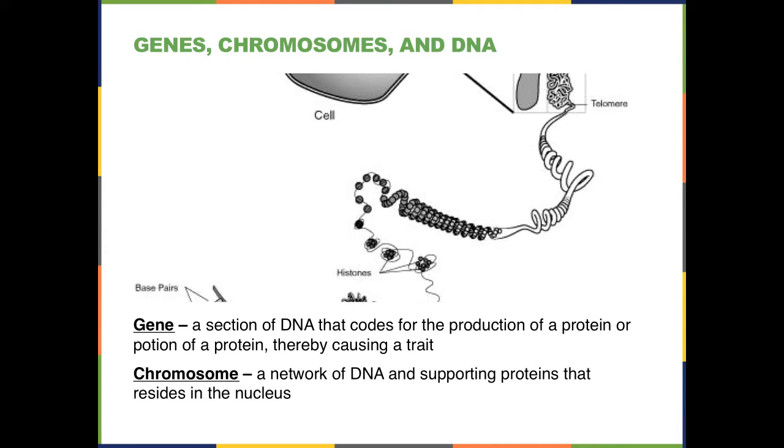Now, a chromosome is a network of DNA and its supporting proteins, and a chromosome resides in the nucleus, and we'll look at chromosomes a little bit more in the upcoming slides. But you can see here that you have the genetic material, and the genetic material is strung onto a histone, which is a protein, and then these histones are lined up and wound together and form a chromosome.